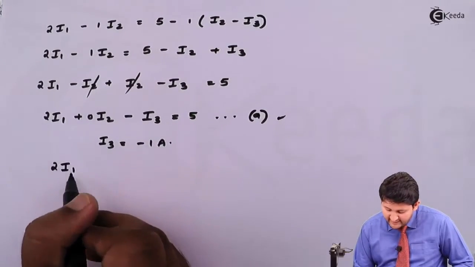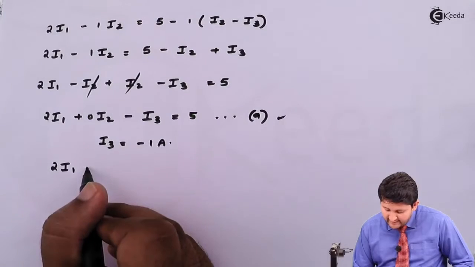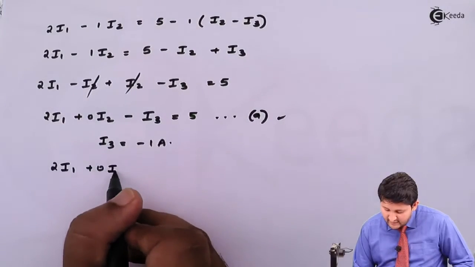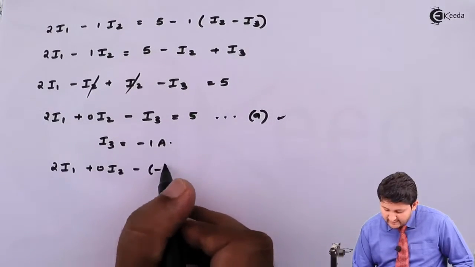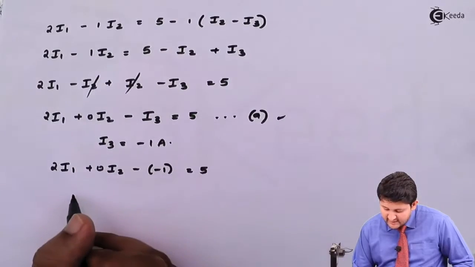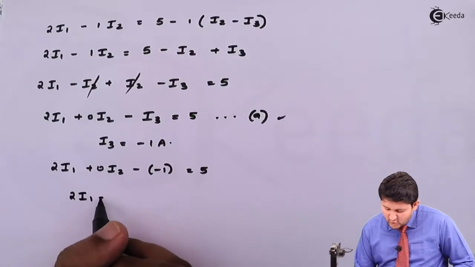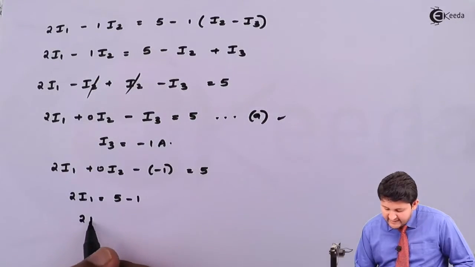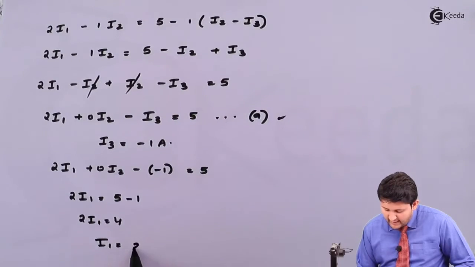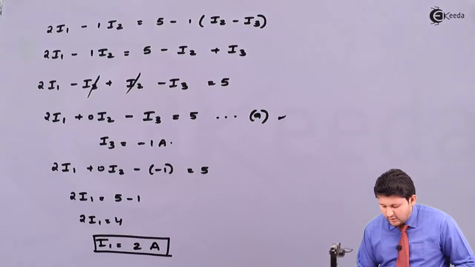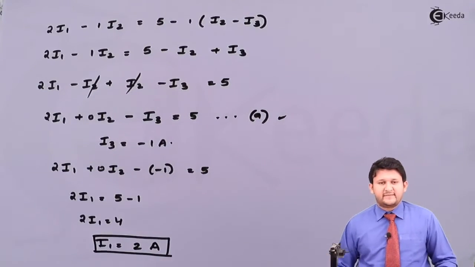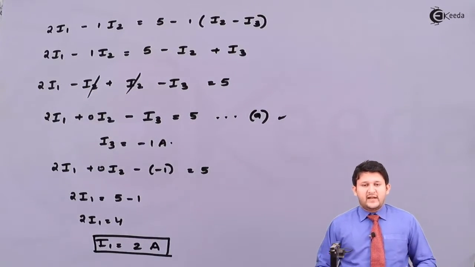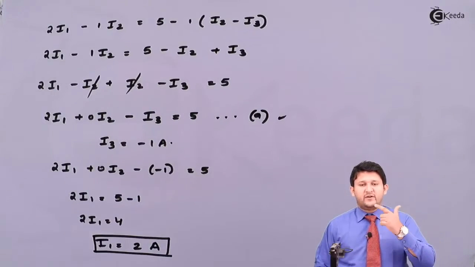So put the value of I3, and you will get 2I1, this will be 0I2, this will be minus of minus 1, and this will be 5. So 2I1 will be equal to 5 minus 1, so 2I1 will be equal to 4. So I1 will be equal to 2 amperes. Don't forget to write the unit. So till now you got the value for I1 and I3.